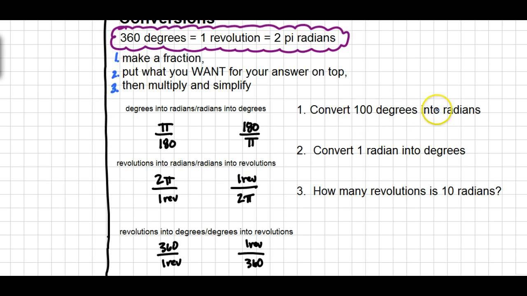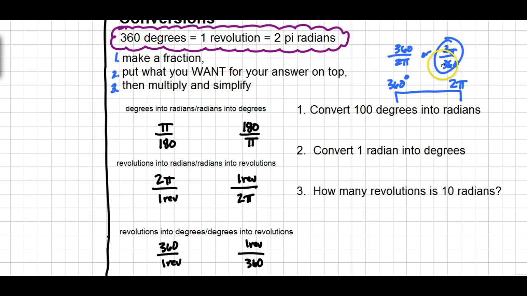So we're going to convert 100 degrees into radians. The first thing I'm going to think about is, what's the relationship between degrees and radians? I know that there's 360 degrees and 2 pi radians in every circle. So I'm going to simply form a fraction out of those 2 values. My 2 fractions are either going to be 360 over 2 pi or 2 pi over 360. To decide which one I'm going to use, I look at step number 2. Put what you want for your answer on the top. So the radians is what I want, so I want the 2 pi over 360 as my fraction.